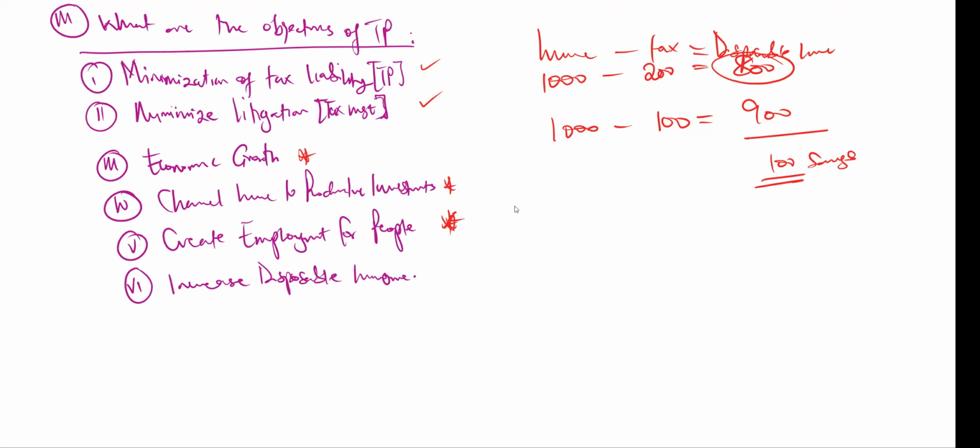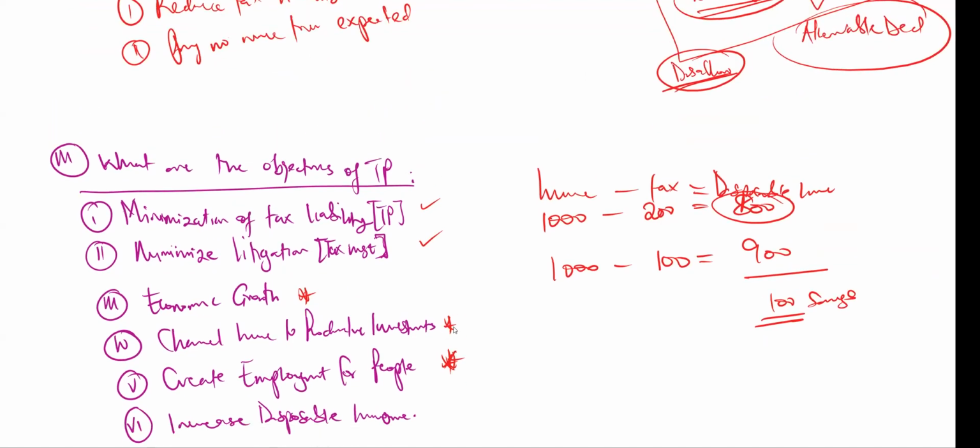Okay. How does it create employment for people? You guys are learning to become practitioners, right? You are learning to become tax planners. What does that tell you? It creates employment for you. Yes, that is why you are learning to become tax practitioners. Okay, so we have seen tax planning.